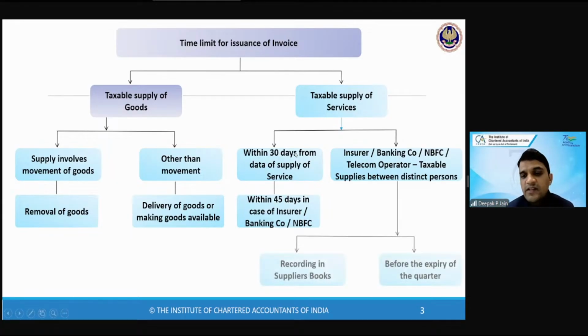Now, second scenario, in case of an insurance or banking company doing a transaction between distinct persons. What is this distinct person? It says any taxable supplies between distinct persons. You are aware of this term?